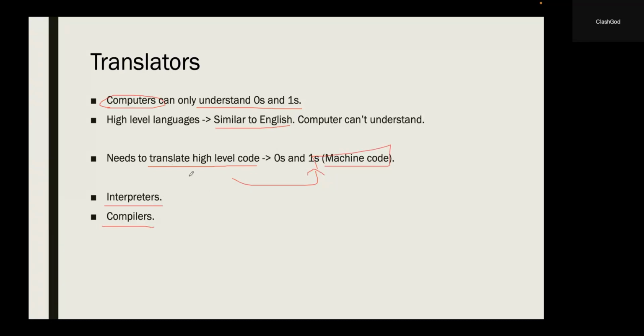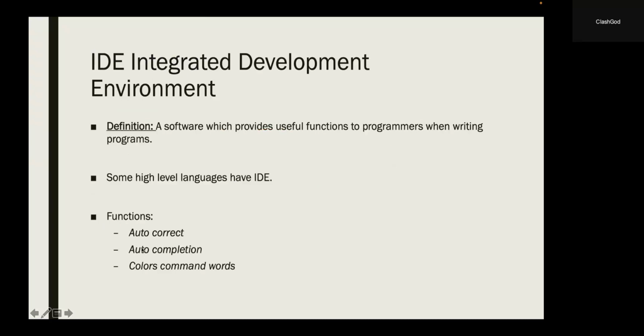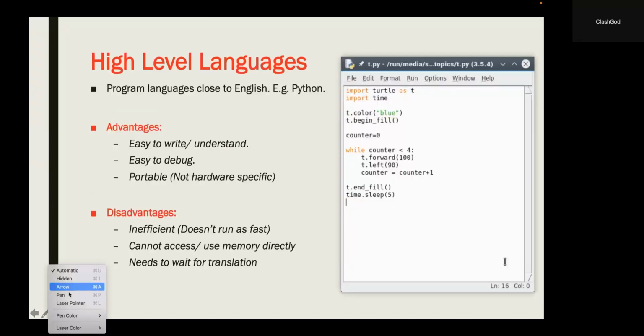They're very important. But for now, just note that translators are used for high-level languages to convert them into zeros and ones, because the computer can't understand code that is similar to English. It can only understand zeros and ones. So that's why we need translators. This is why it is a disadvantage of high-level languages, that you need to wait for translation, because the computer cannot just straight off understand what you have written. It needs to convert all of this to zeros and ones, and then it can understand it. So this is a disadvantage.